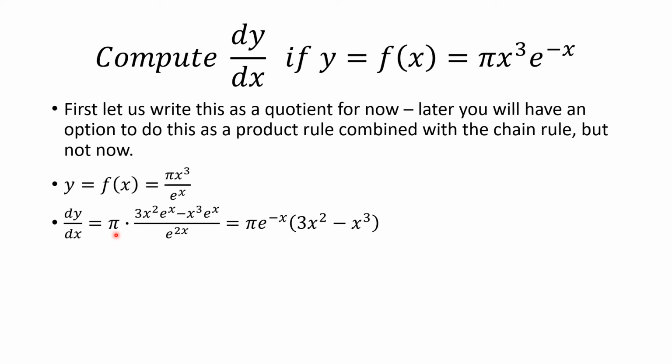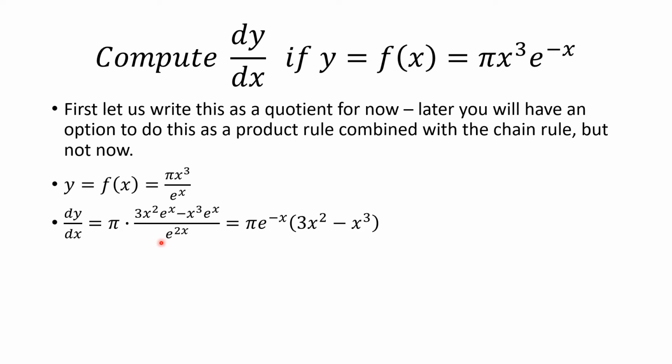So that is the pi. And now what we're going to do is we're going to take the denominator, e to the x, times the derivative of x cubed, which is 3x squared, minus the numerator, which is now just x cubed, times the derivative of the denominator, which is the derivative of e to the x is e to the x, all divided by the denominator whole squared. But e to the x whole squared is e to the 2x.